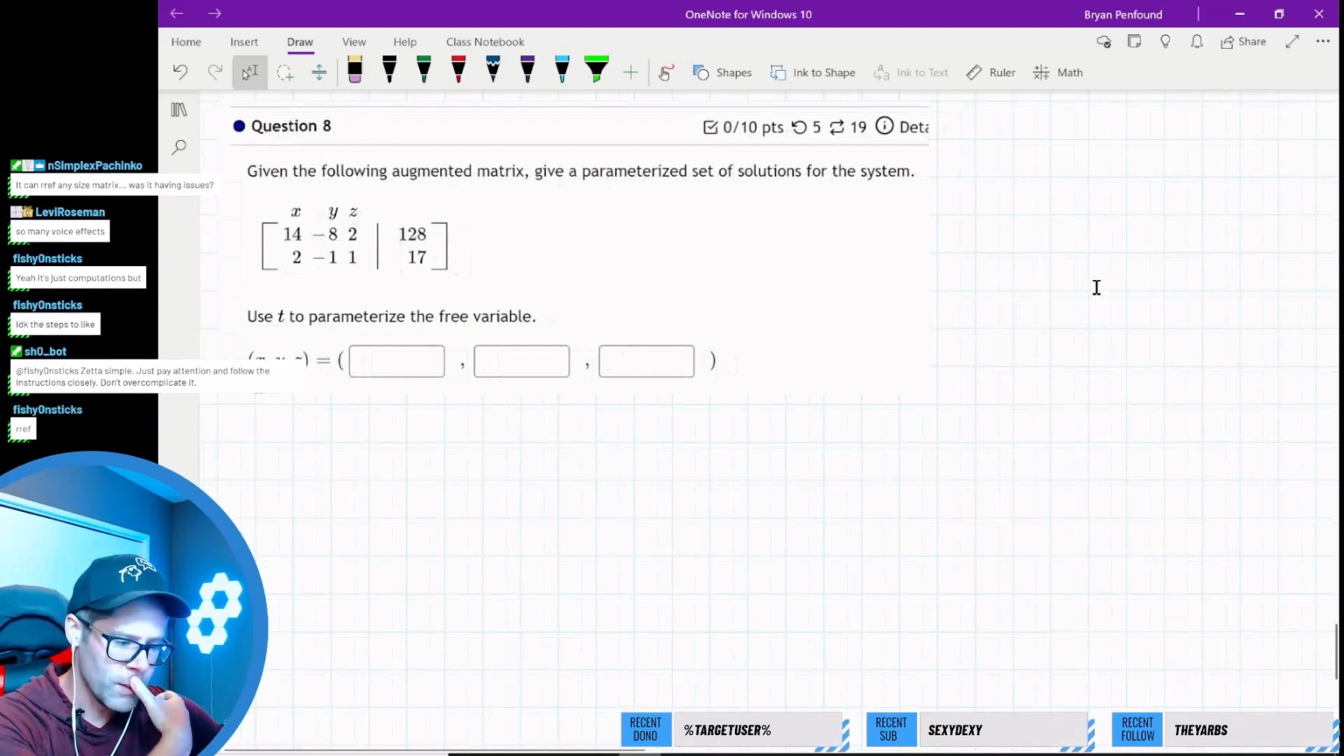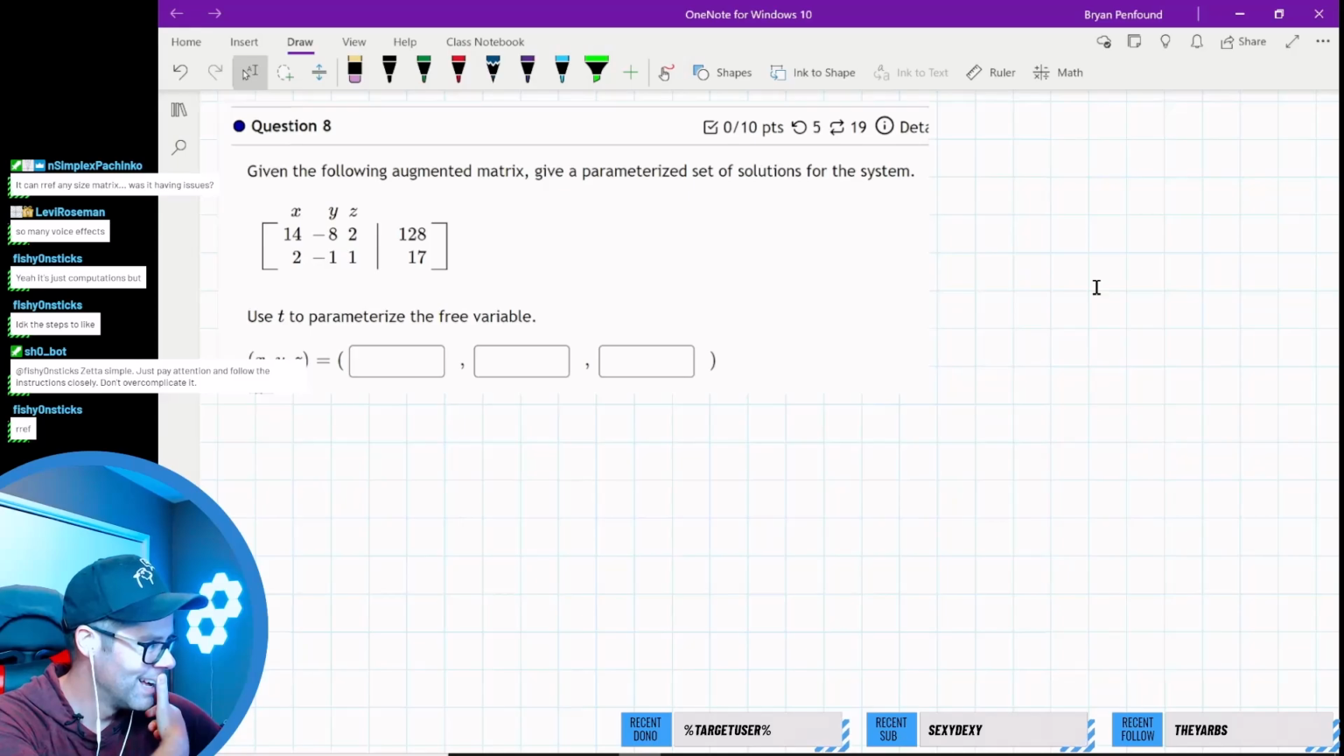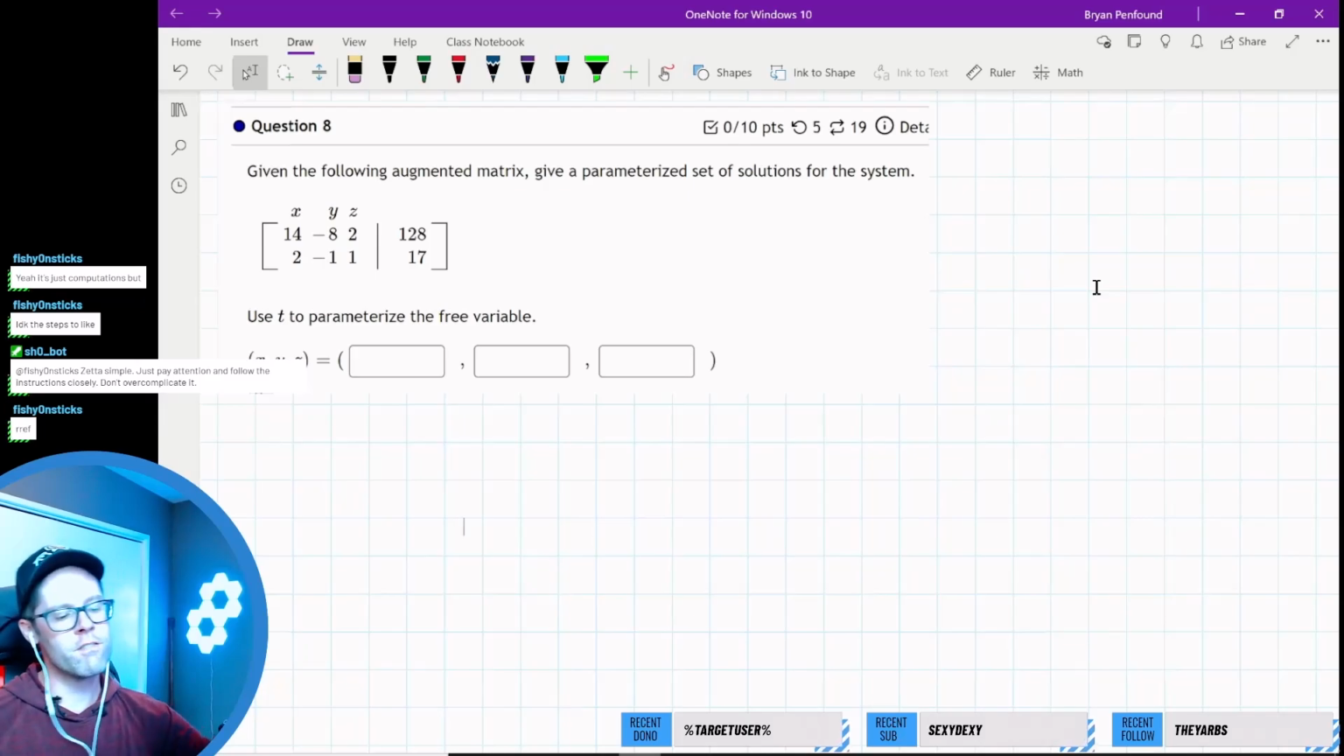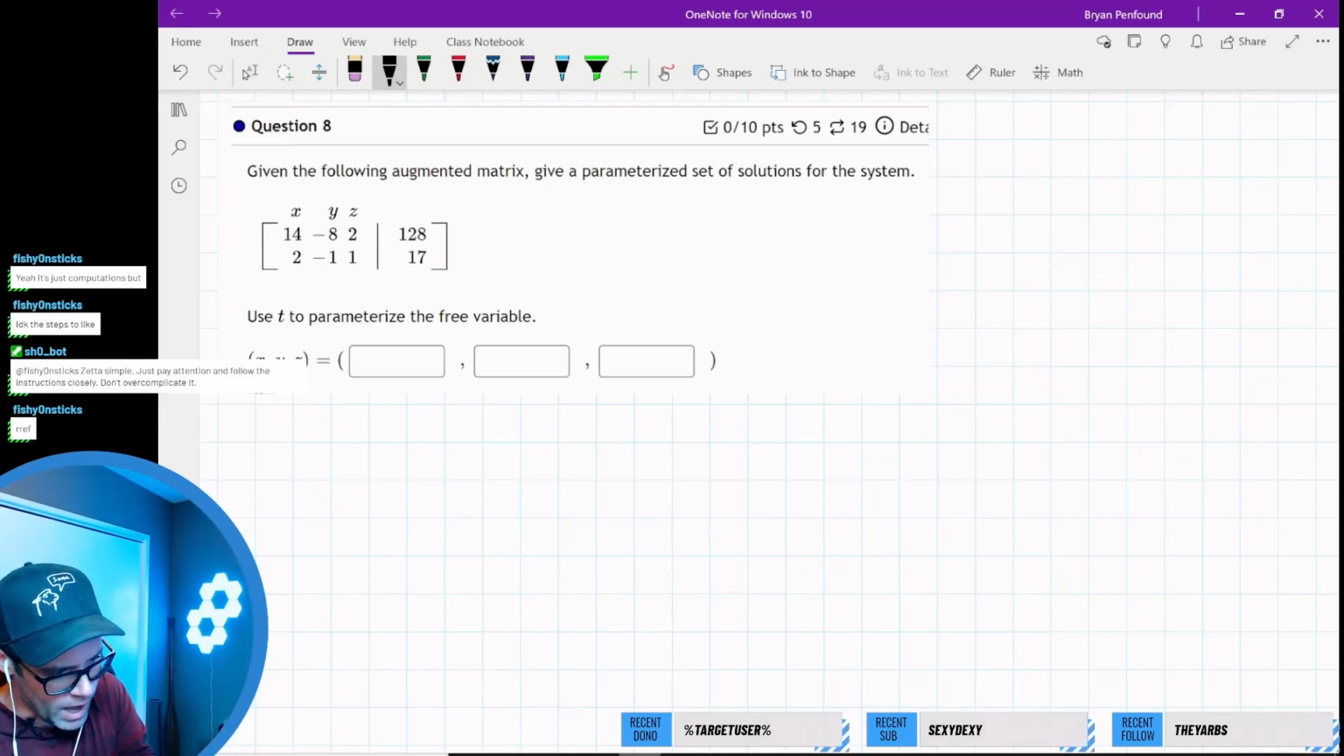Alright, so given the following... Zeta, simple. Just pay attention and follow the instructions closely. Don't overcomplicate it. Given the following augmented matrix, give a parametrized set of solutions for the system. Use t to parameterize the free variable. So getting to RREF is going to be helpful here.